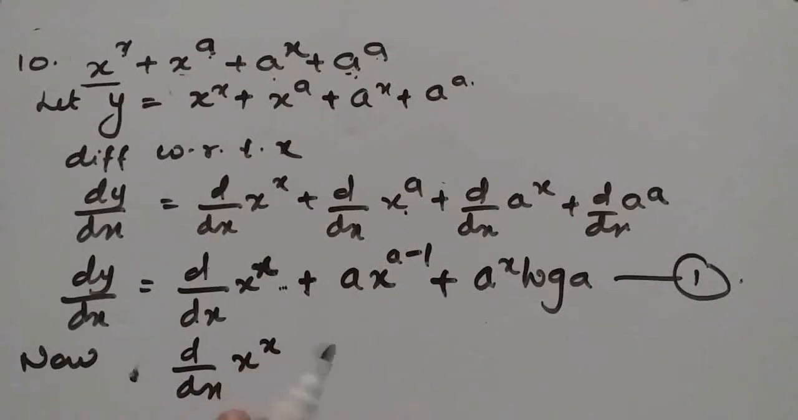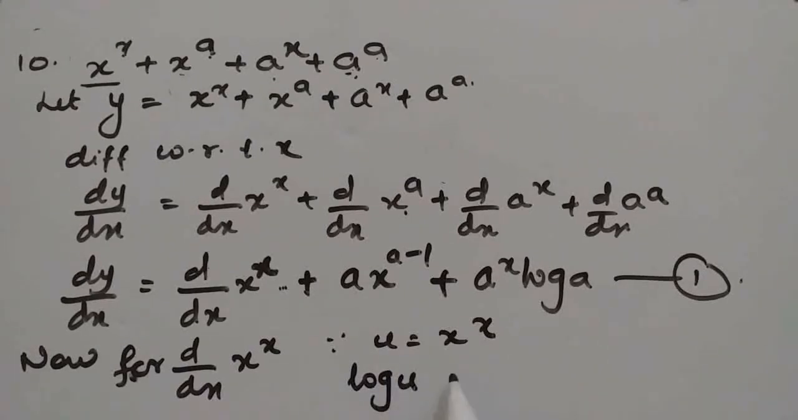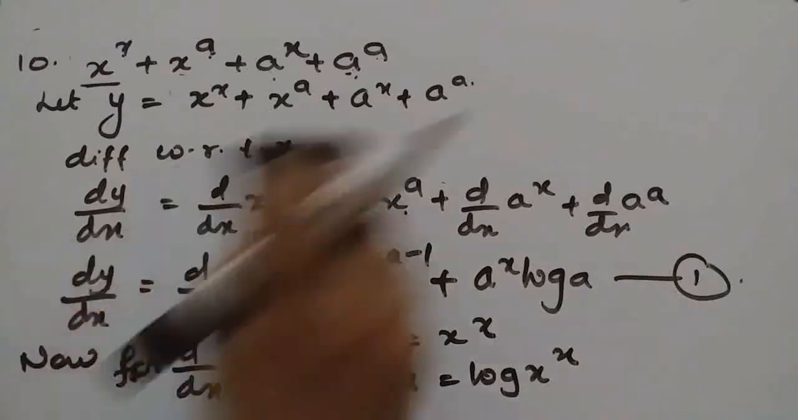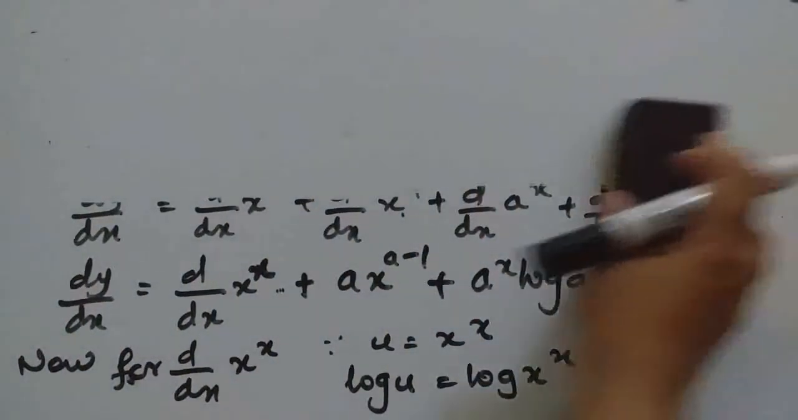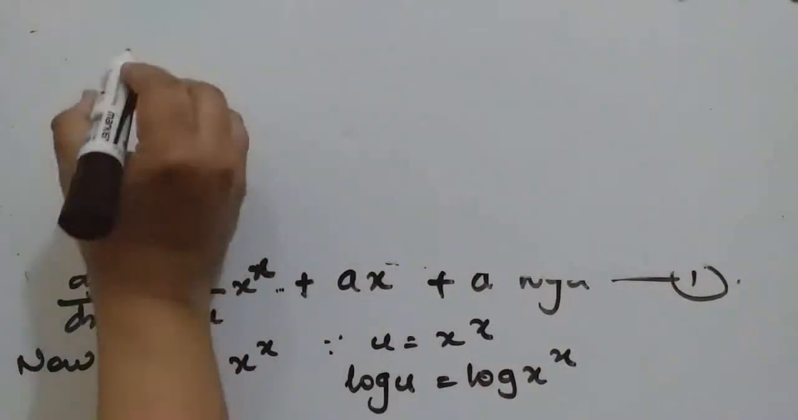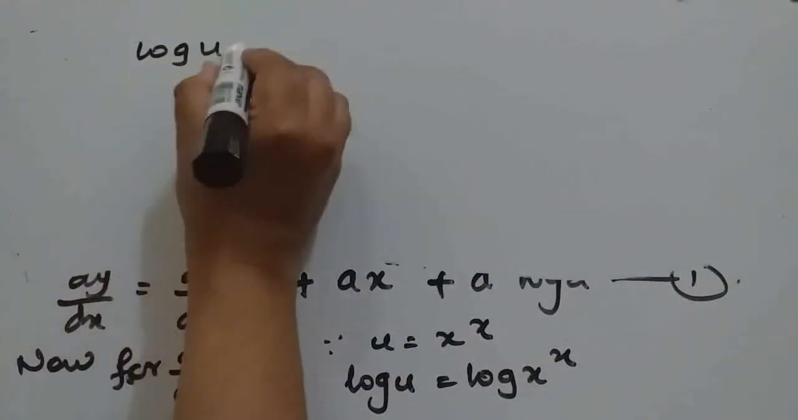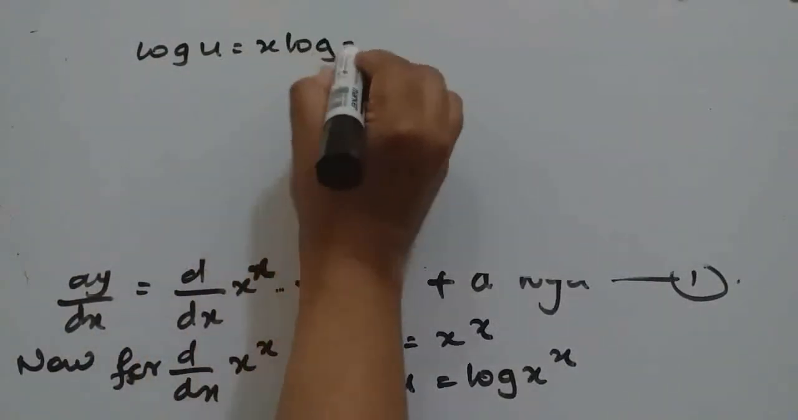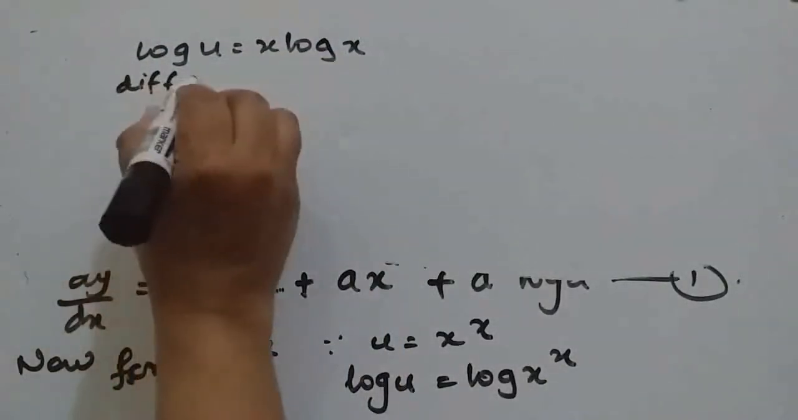Okay. For this we have to consider x power x as u. So u is x power x, so log u is log x power x. Property we can apply, so log u will be x log x. Now differentiate with respect to x.